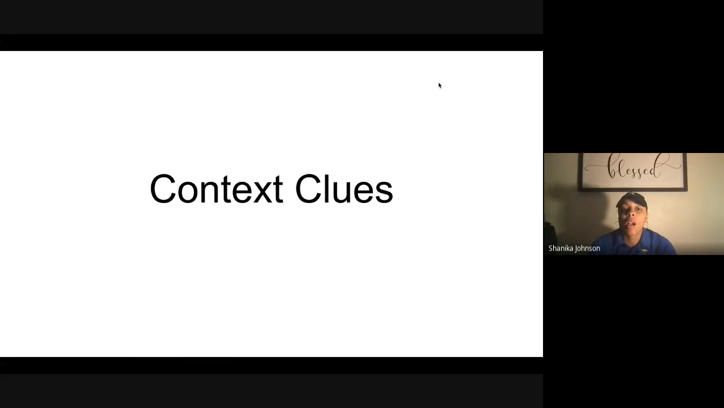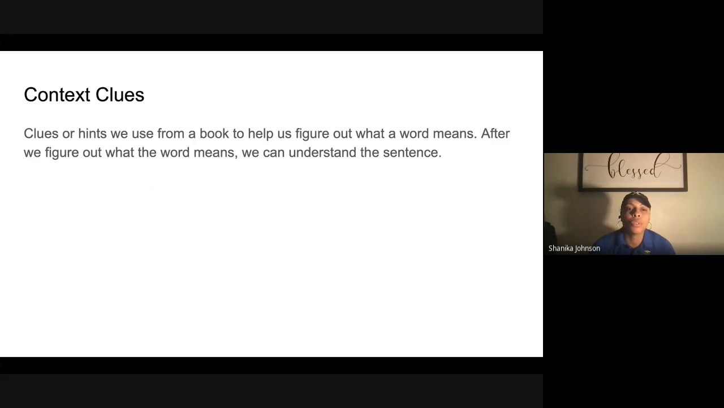Today we're going to be talking about context clues. Everybody say context clues. Good job. So context clues are clues or hints we use when we read a book to help us figure out what a word means. After we figure out what that word means, then we can better understand the sentence or the story. For example, if you're reading a story and you come to a word that you don't know what it means, you can use the words around that word you don't know. You can use those as clues or hints to figure out what that word means.